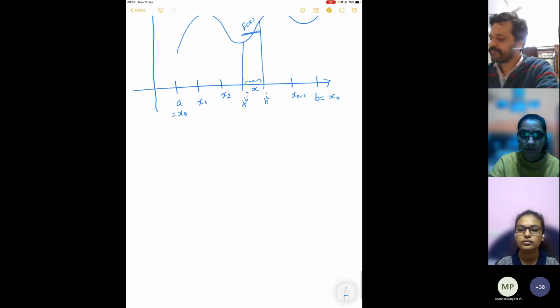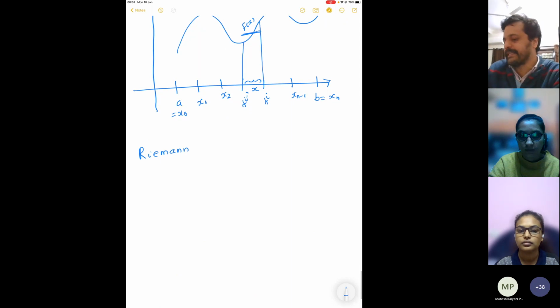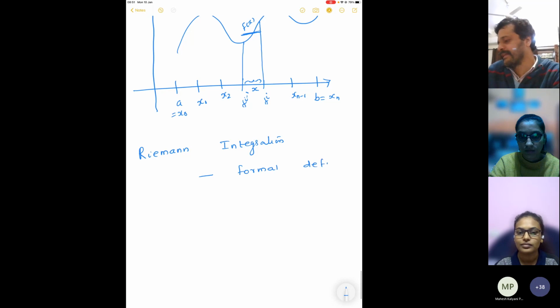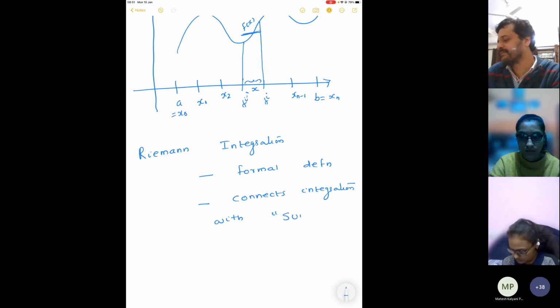Okay, so Riemann's integration, let me just put these things here. Riemann's integration, formal definition. It gives, and it connects integration with summation and area finding. Summation and finding area.